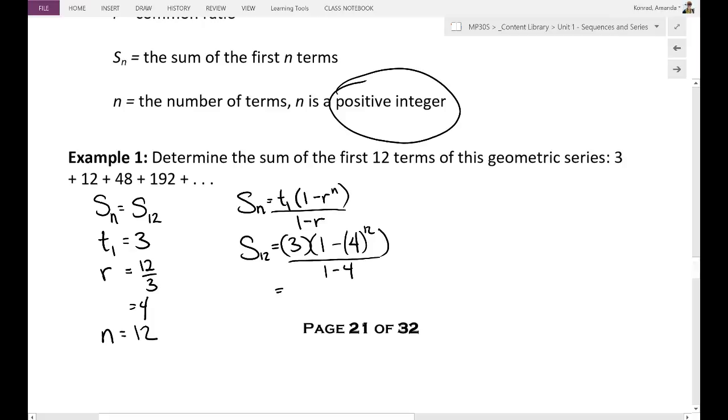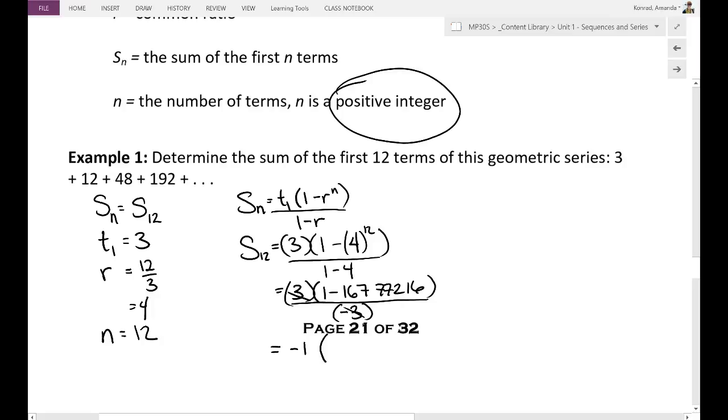We can simplify it a little bit. 3 multiplied by 1 minus 4 to the power of 12 is, oh my goodness, 16,777,216. Holy smokes. All divided by -3. So again, that whole piece where I like to do as much mental math as I can, 3 divided by -3 is going to be -1. So those can simplify.